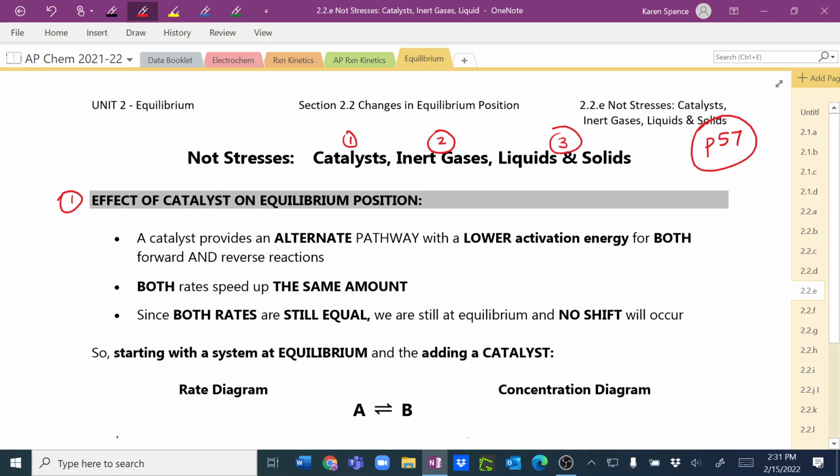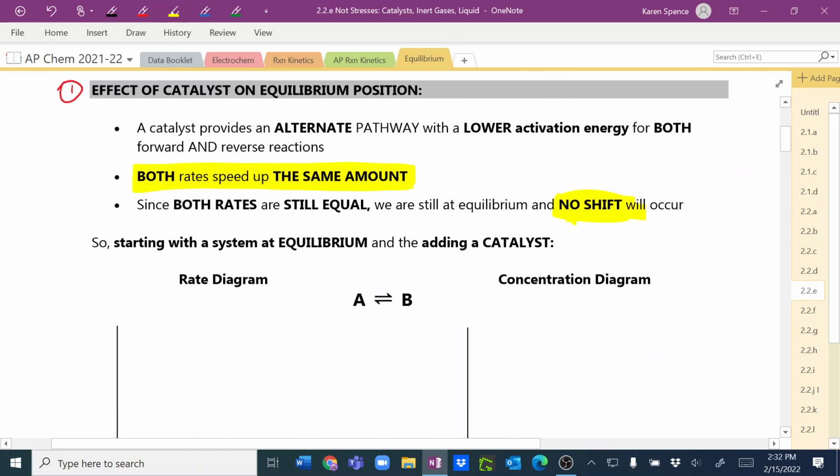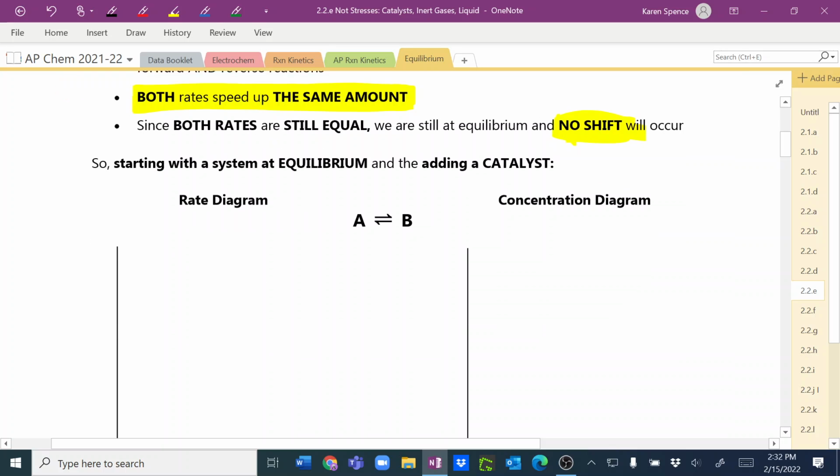And because we're looking at shifting, this actually happens for both the forward and the reverse. And as it turns out, both rates speed up the same amount. Okay, so both rates are still equal, so therefore there is no shift. So, rate diagram.